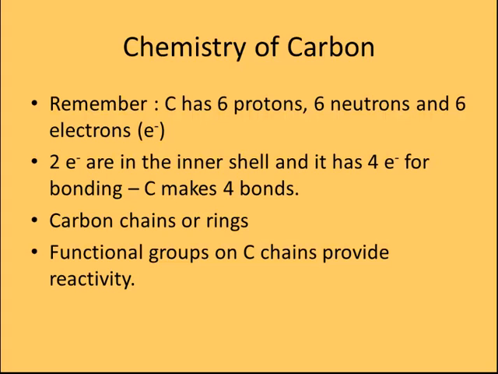As we've mentioned many times, carbon has 6 protons, 6 neutrons, and 6 electrons. We've talked about the shells, where the electrons are, inner and outer, and why carbon makes 4 bonds. Carbon nearly always makes 4 bonds. It's very happy doing so. And carbon will most frequently be found in chains or rings, as you're going to see in some of the following pictures. Functional groups provide reactivity for these carbon chains and rings.